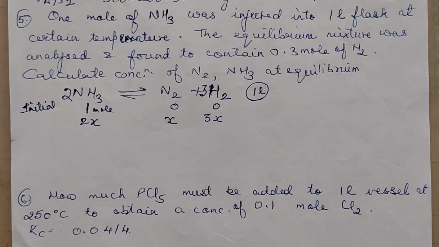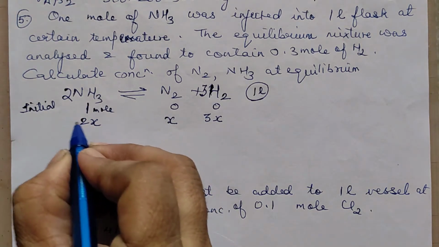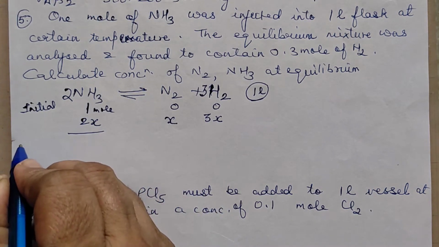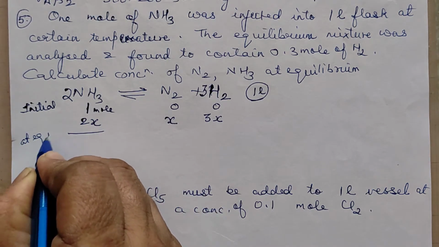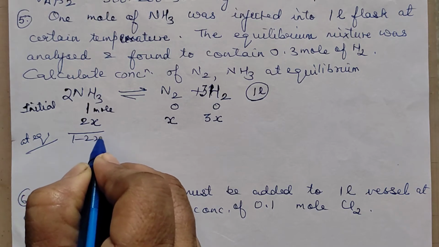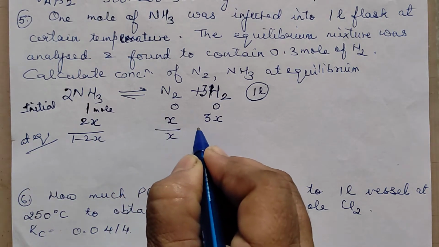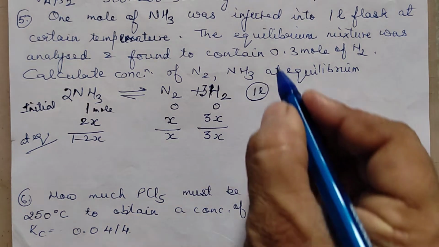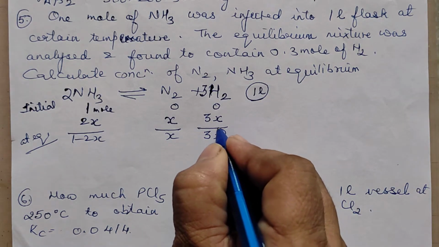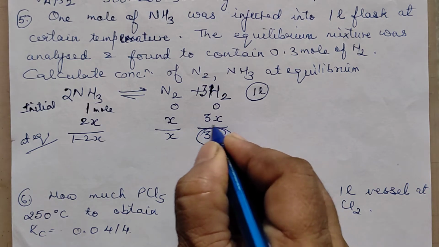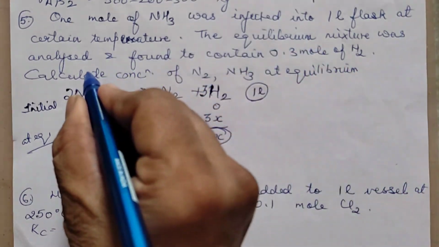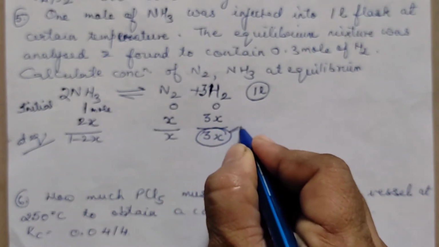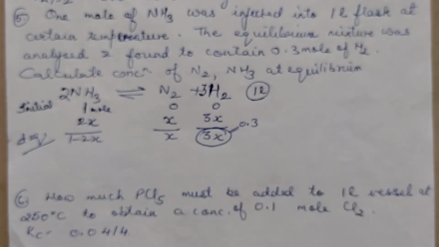Yes? Then if 1 was there, 2x has reacted, how much will be left over at equilibrium? 1 minus 2x will be left, this x will be left, this 3x is left. Now in this particular question, they have given you the value of this equilibrium mixture was found to have this much mole of H2, means the 3x value is given to us as 0.3 mole.